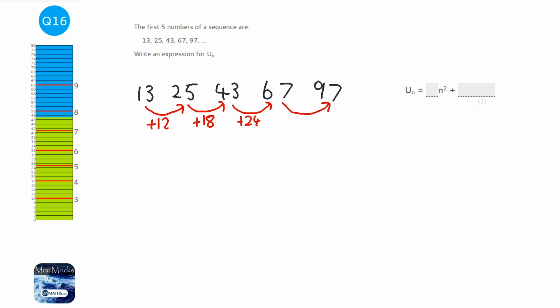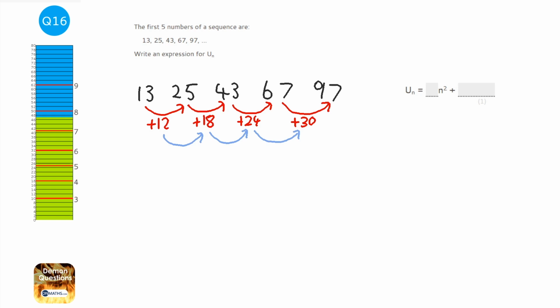And the last one goes up in 30, which is what we'd expect. So they're not going up by the same amount. Now when they don't go up by the same amount, we need to have a look at the second difference. If they don't go up by the same amount in the first difference, that means it's not going to be an arithmetic sequence. We're not going to use the standard linear nth term, the one that you're probably used to. For a second difference, it's going to be a quadratic.